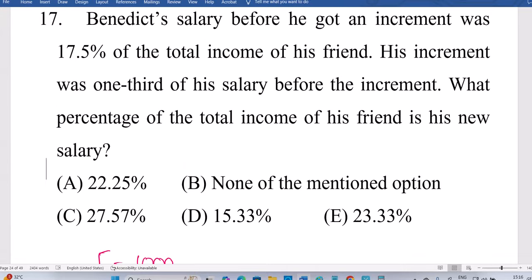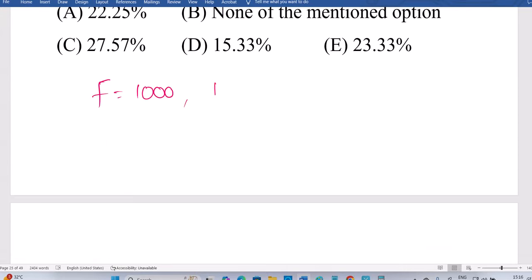B is 17.5%, so what should the value be? 175. This is the front salary, and now Bendix's salary. Bendix is getting a new salary. How much salary did he get now? His increment is 1/3 of the previous, so it's 4 by 3. Why 4 by 3, sir? 1 means the same salary, 1 plus 1 by 3, 1/3 of his before salary. His increment is 1/3 of the before salary: 1 plus 1 by 3, 4 by 3.